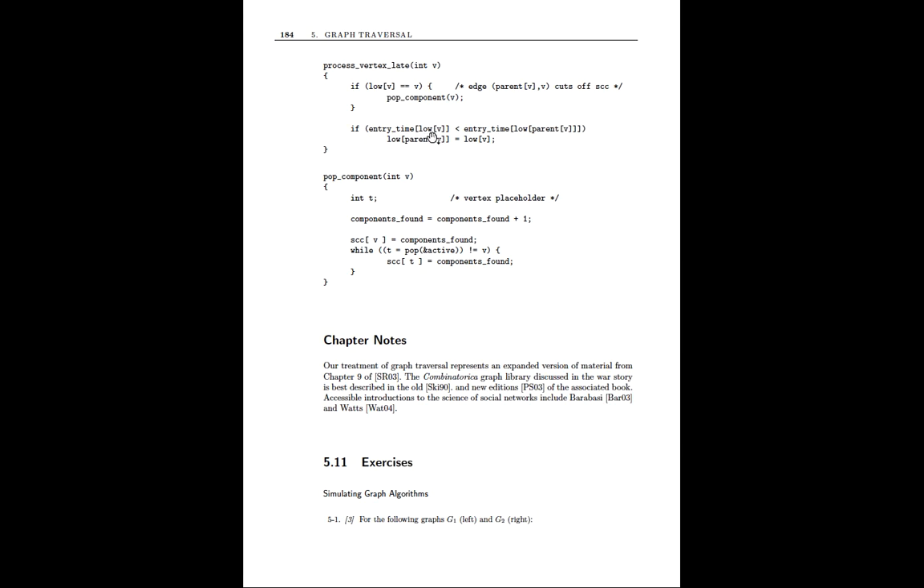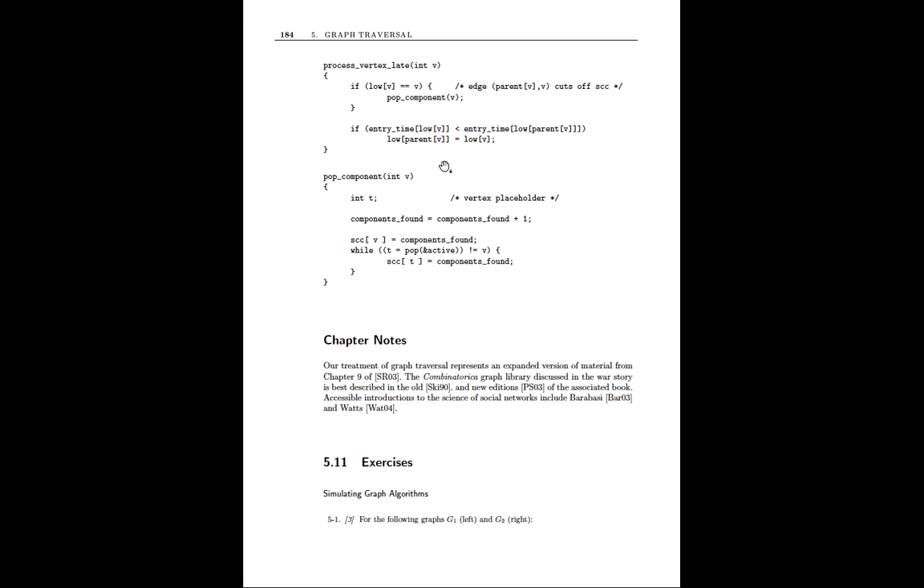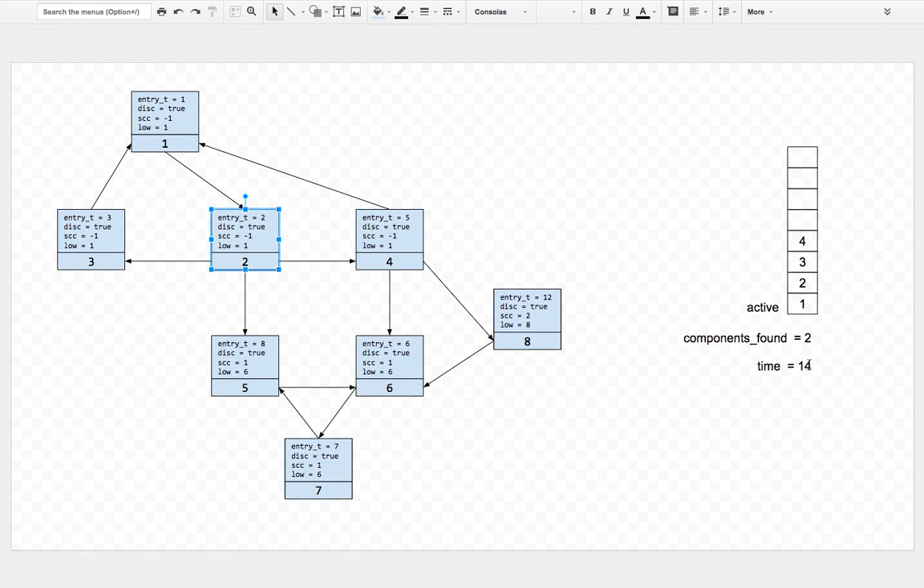If entry time for low of v is less than entry time for low of the parent of v, well, they both have the same low, so the entry times will be the same. They are both 1. So again, we have nothing to do in processing vertex 2 late, which means we're going to leave vertex 2. We will increment our time as we leave vertex 2, and then return to vertex 1.